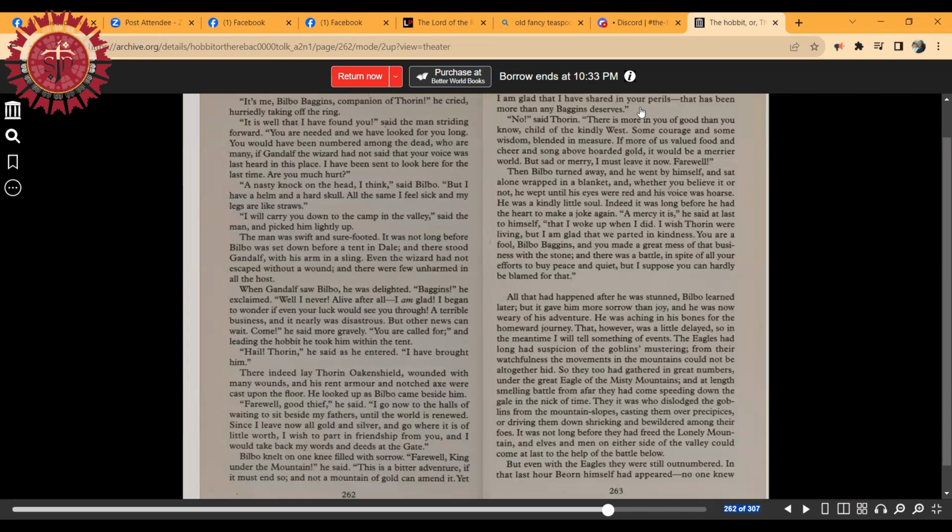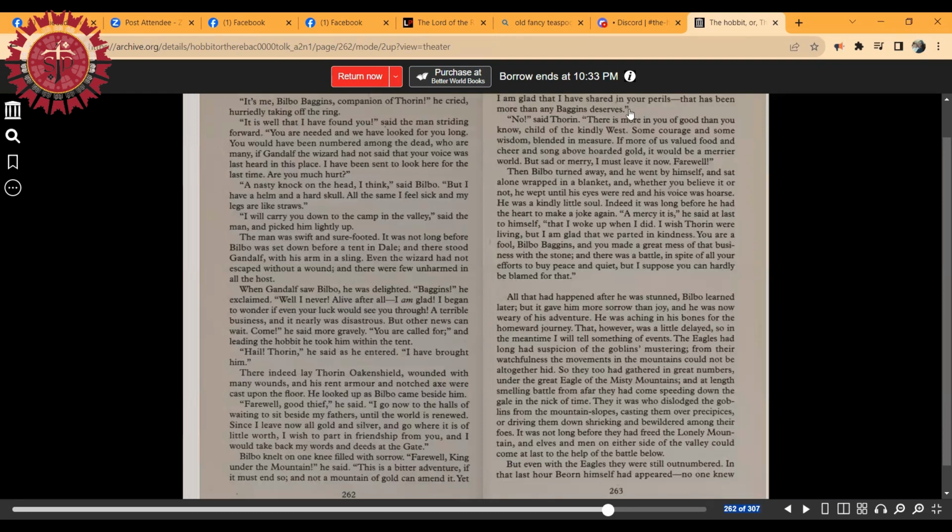Since I leave now all gold and silver, and go where it is of little worth, I wish to part in friendship from you, and I would take back my words and deeds at the gate. Bilbo knelt on one knee, filled with sorrow. Farewell, King under the Mountain, he said. This is a bitter adventure, if it must end so, and not a mountain of gold can amend it. Yet I am glad that I have shared in your perils. That has been more than any Baggins deserves.